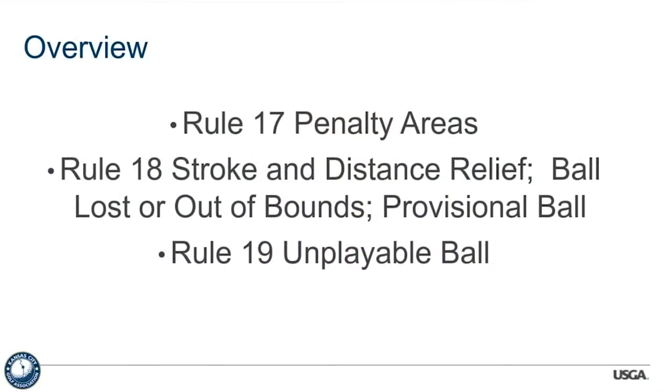So Rule 17 is going to talk about penalty areas. We're going to talk about what a penalty area is, what we can and cannot do, and how that is expanded out of the water hazards into this new concept known as a penalty area. Rule 18 is going to talk about the stroke and distance relief, a ball out of bounds, and also a provisional ball, and Rule 19 will be an unplayable ball.